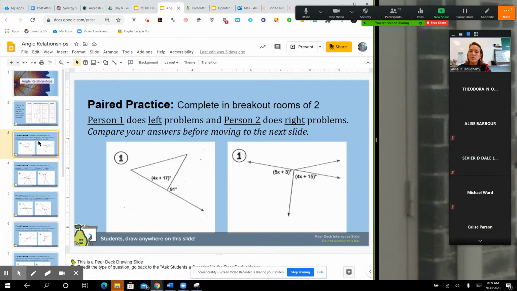All right. So if we come down here, this is what I'm seeing. 4x plus 17 plus 91 equals 180. So then we combine our like terms, and in the calculator, we do 91 plus 17. So that's going to be 108.